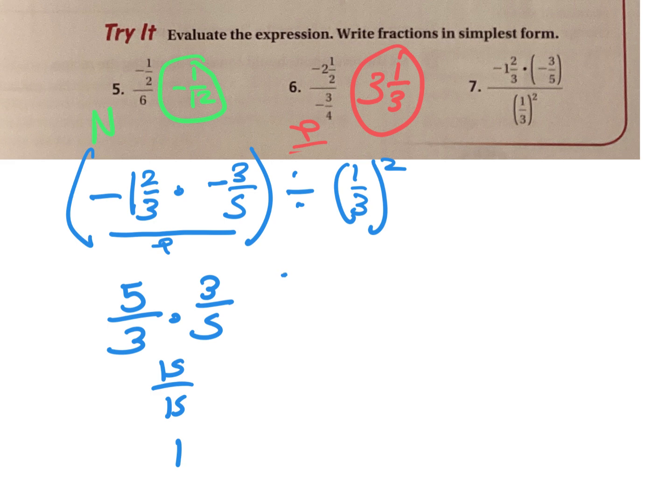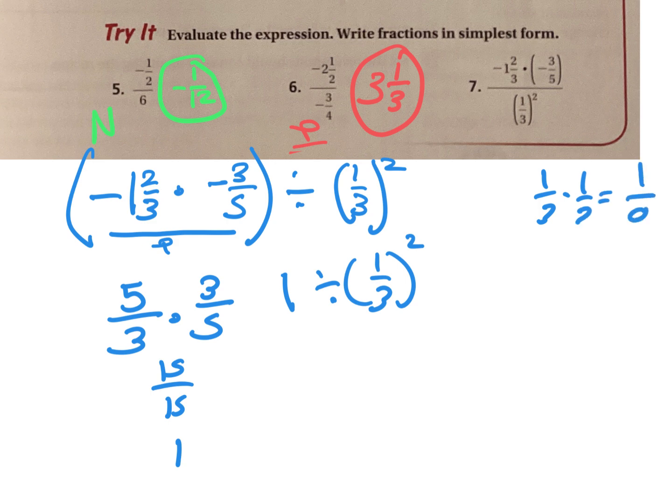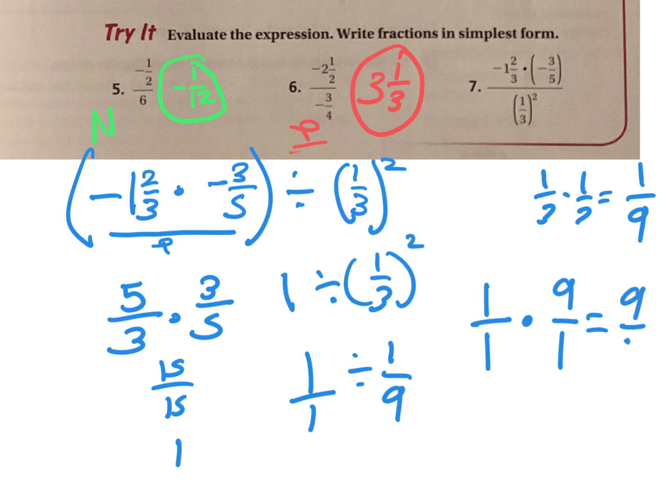So now it's going to be 1 divided by 1/3 squared. Now I've got to do my exponents. So I go over here. 1/3 times 1/3 equals 1/9. So now it's 1 divided by 1/9. Make that into a whole number, and then I keep, change, flip. Keep the 1 over 1, change that, and flip the 9, which gets me 9 over 1, which is the same as 9.